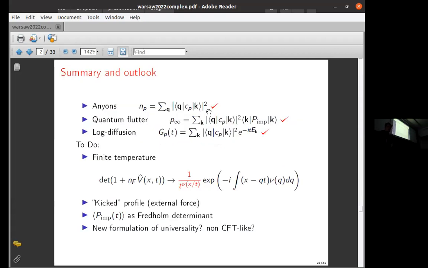All right, with this, I don't know if I'm in time, but I already reached my summary slide. What I showed you in this talk is that, knowing form factors in the integrable model, we can address many interesting physical quantities, namely momentum distributions, non-vanishing asymptotic momentum, and logarithmic diffusion. So this is all done, and there is also a little bit left.